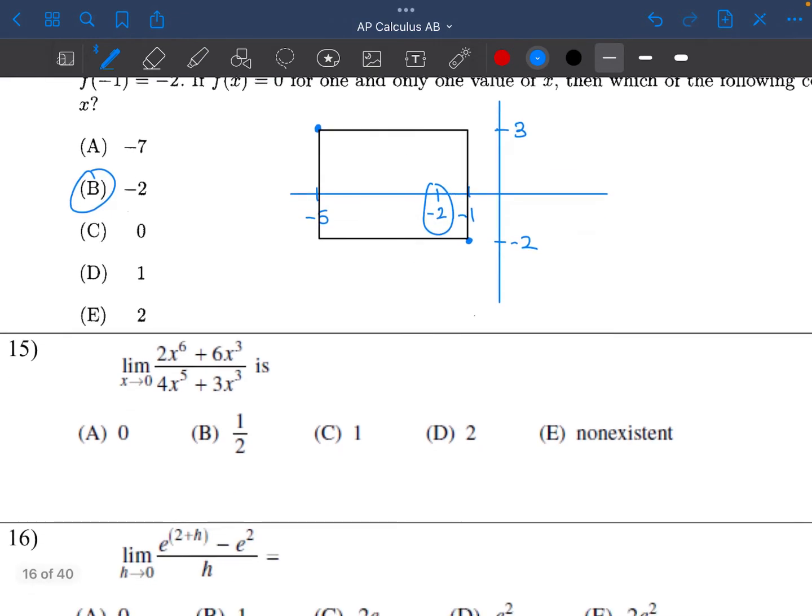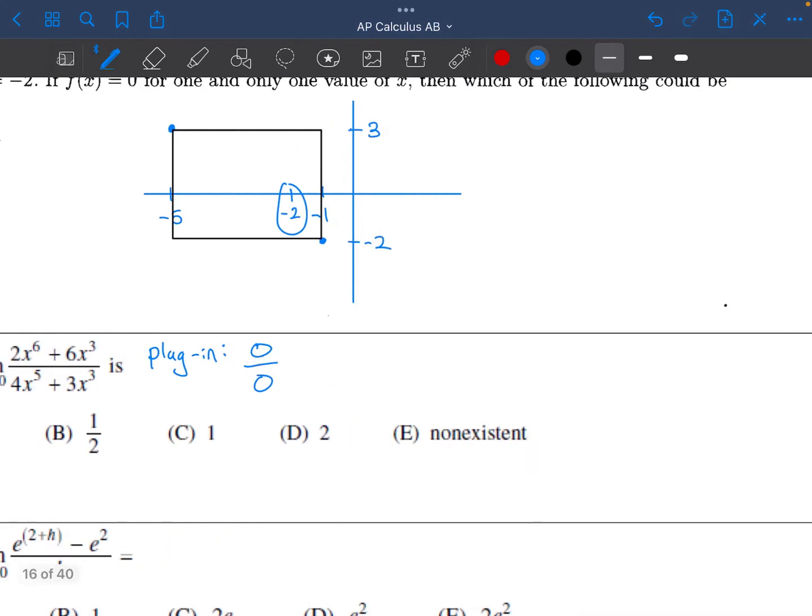All right, number 15. So we're plugging in a number. If the number works, we're done, right? So let's just plug in 0. And right away, you'll see pretty quickly, that's going to be 0, that's going to be 0, that's going to be 0, that's going to be 0. When we plug in, that should always be your first idea. If you plug in, you get 0 over 0, which is called the indeterminate form.